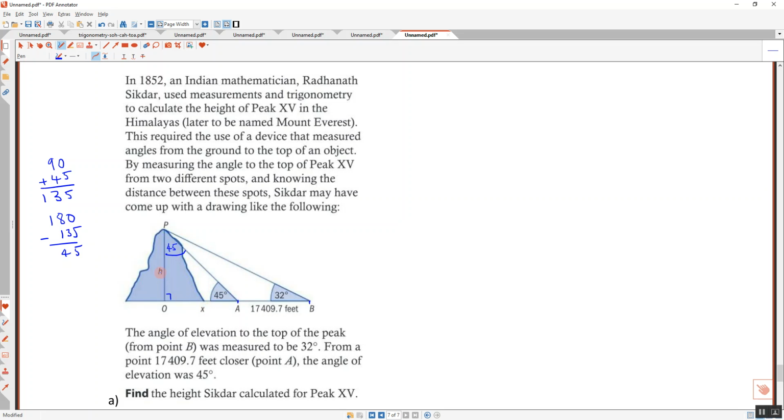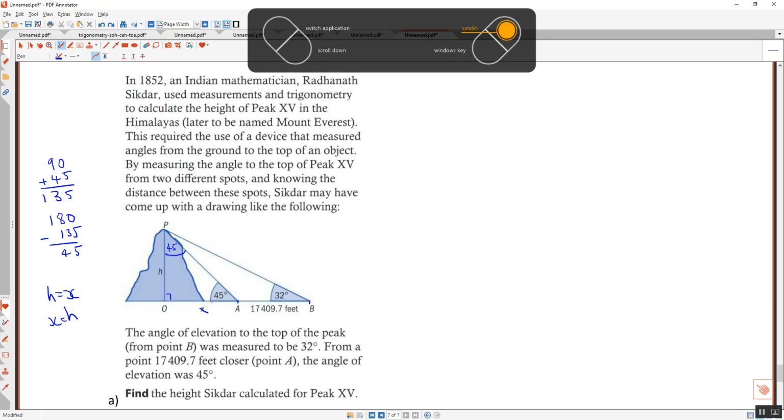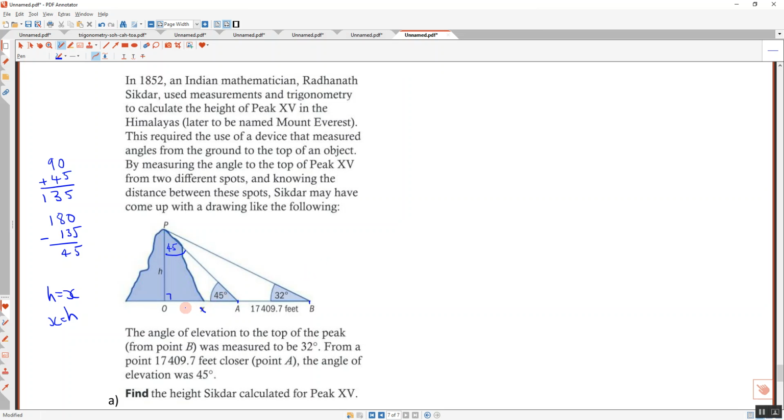Okay, now because we want to work out what h is, and we're saying that h is the same as x, okay, and x is the same as h, then we can just say that instead of calling that x, I put a line through it, let's call it h, okay? So this distance O to A is equal to h.